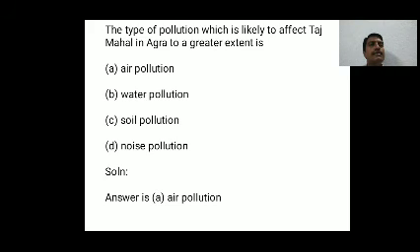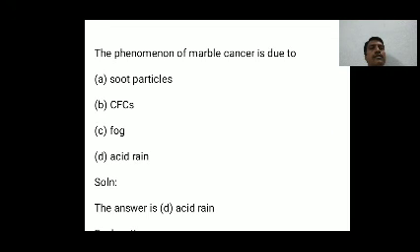The type of pollution which is likely to affect the Taj Mahal in Agra to a greater extent is: air pollution, water pollution, soil pollution, noise pollution. Answer: air pollution. The phenomenon of marble cancer is due to: soot particles, CFCs, fog, acid rain. Acid rain is the cause of marble cancer.